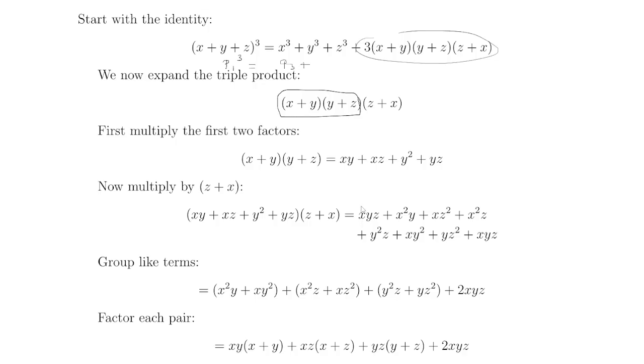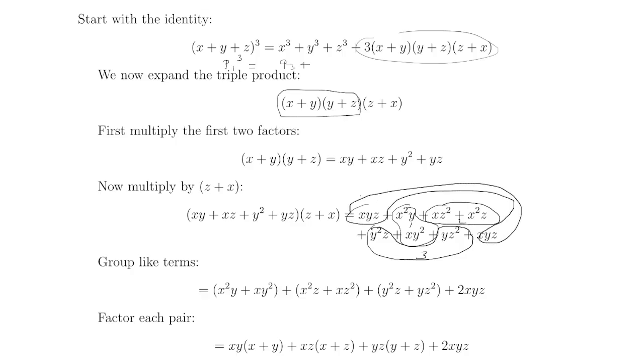Now what we do is group like terms. So basically you have powers of x and y. Which one of these has powers of x and y only? Well, that's x squared y and xy squared. Next one we have powers of x and z only. So xz squared plus x squared z. And then powers of y and z only. So you have 1, 2, 3, and then finally you have 2 copies of xyz. So those will go together.